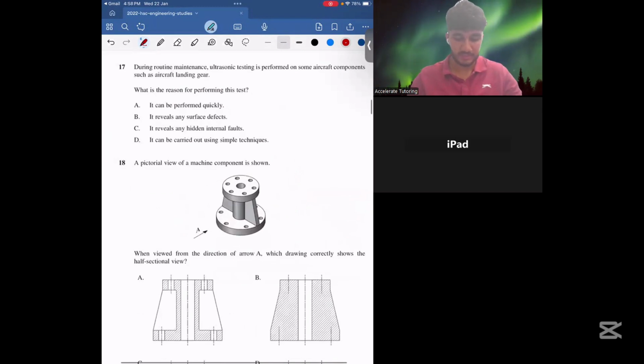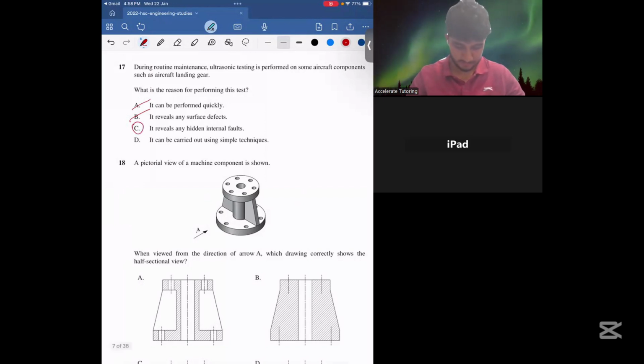Now, going into question 17, it says, during routine maintenance, ultrasonic testing is performed on some aircraft components, such as aircraft landing gear. What is the reason for performing this test? Ultrasonic testing is a form of non-destructive testing for materials. Why would it be done? It can be performed quickly? Not really. Ultrasonic testing takes a relatively large amount of time. It reveals any surface defects? No. Ultrasonic testing is used for internal defects. External would be, for example, dye penetrant, which is a great example of a non-destructive test to determine external surface defects. Reveals any hidden internal faults? Yeah. So our answer in this case would be C.